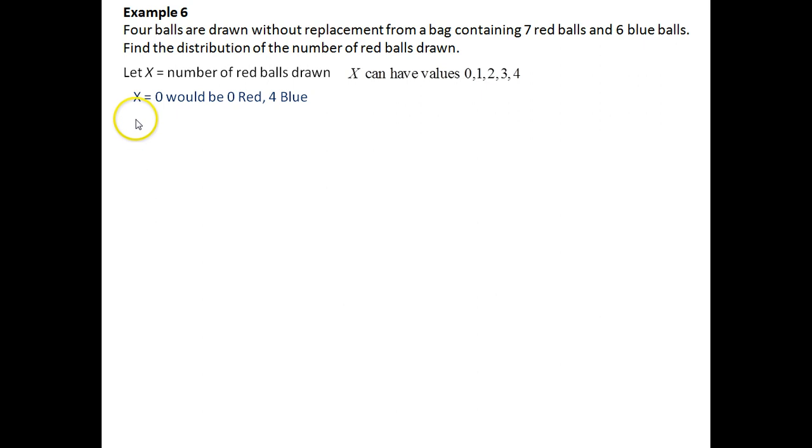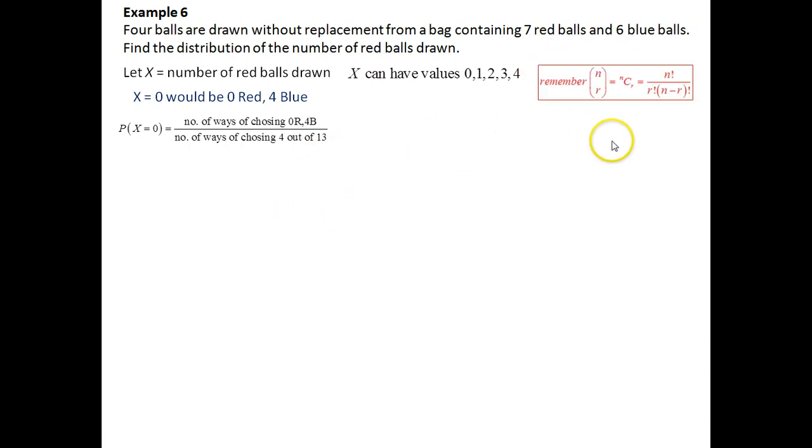So X is 0 would be no reds and 4 blues, and the probability of working that out would be the number of ways of choosing no reds and 4 blues out of the number of ways of choosing 4 out of a possible 13 altogether. So we can work that out. Remember our combinations formula.